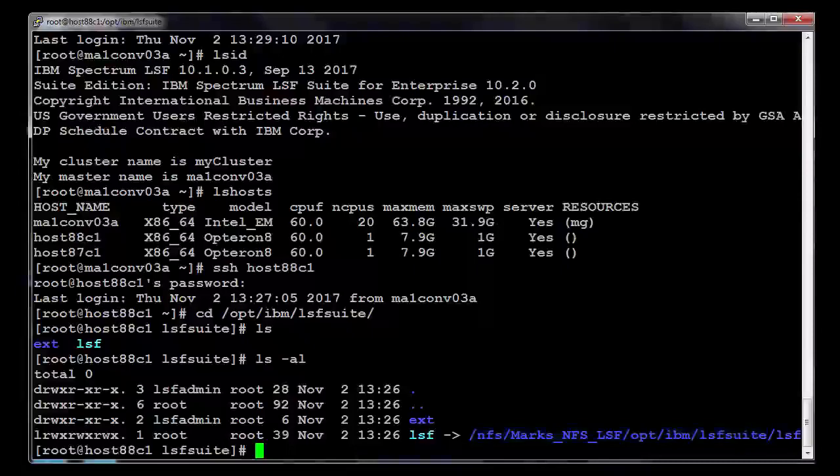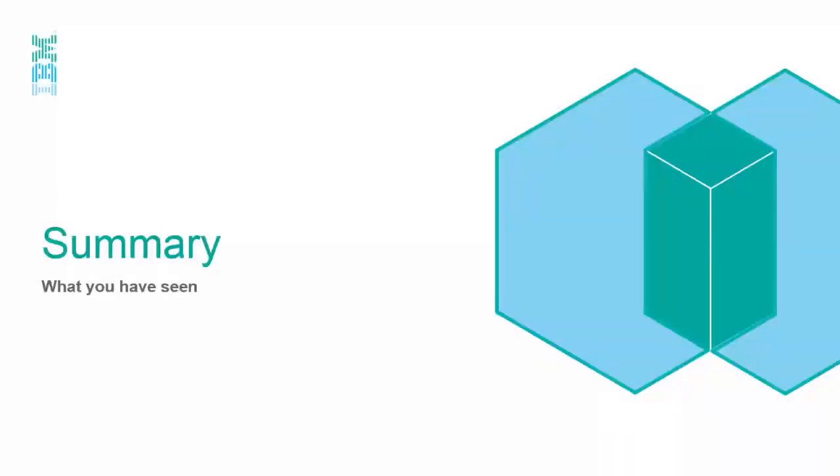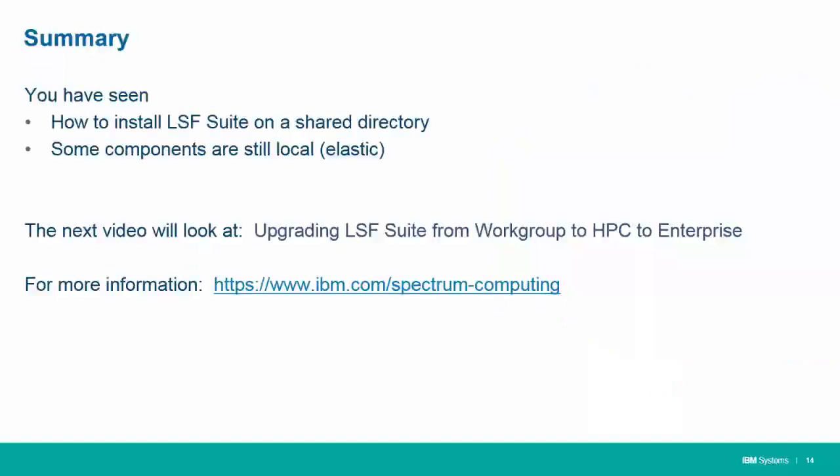Okay, so that's it. Let's review what we have seen. So you've seen how to install LSF Suite in a shared directory, and you've also seen that some of the components are still local. Really, the shared directory install is primarily for the LSF server and LSF client role machines. In the next video, we're going to look at how we will upgrade from LSF Suite to one of the higher editions. So we're going to start from the Workgroup edition and upgrade to either HPC or Enterprise edition.